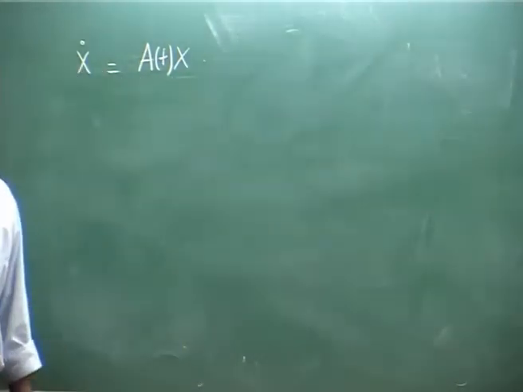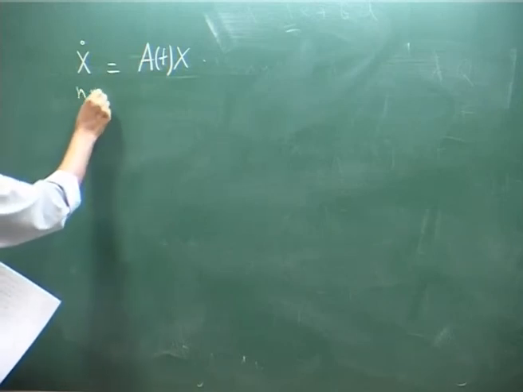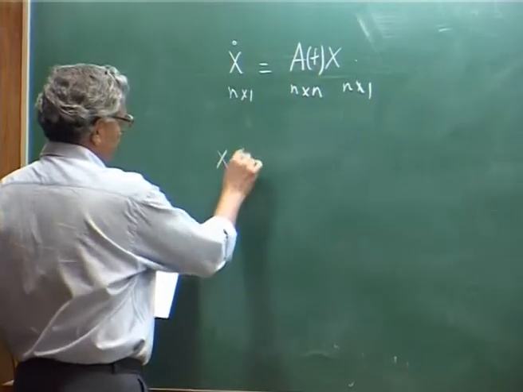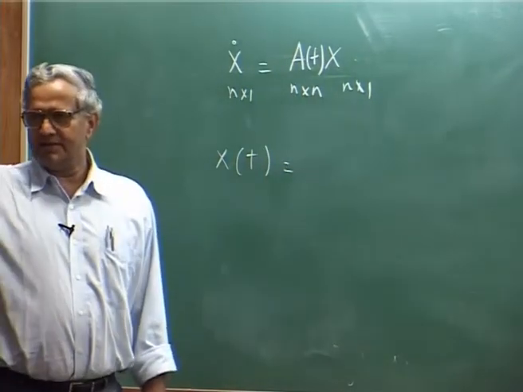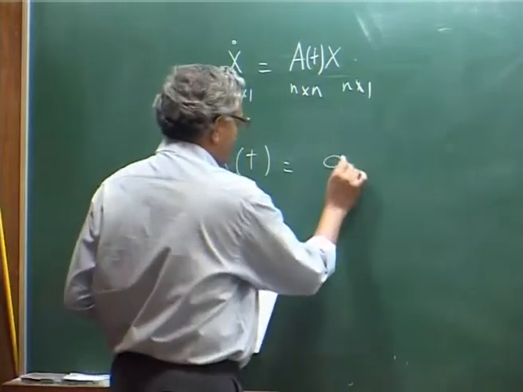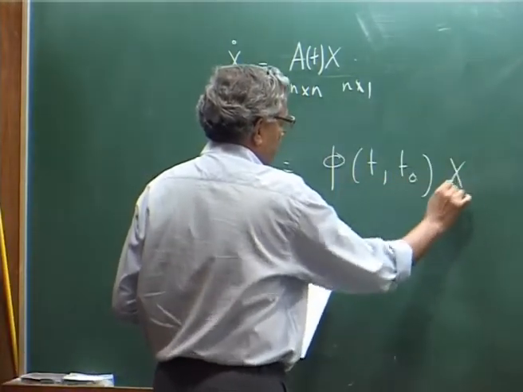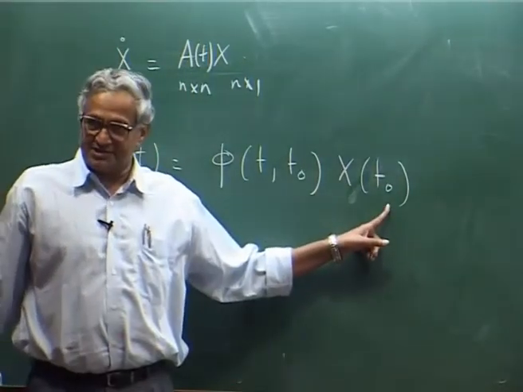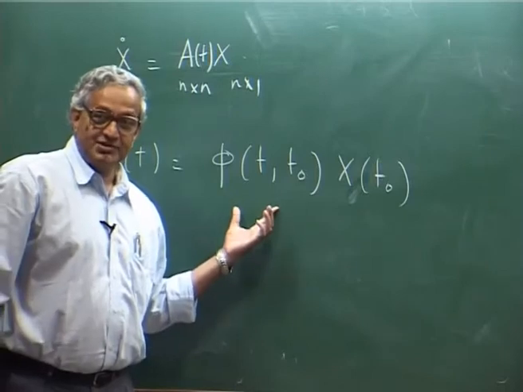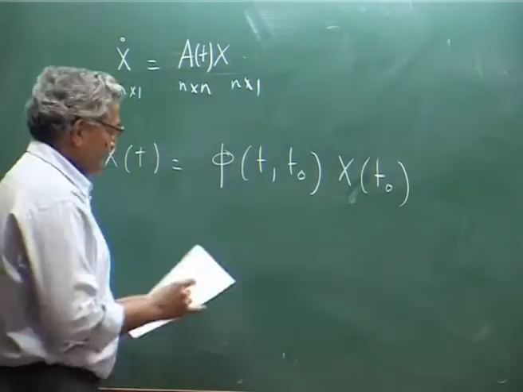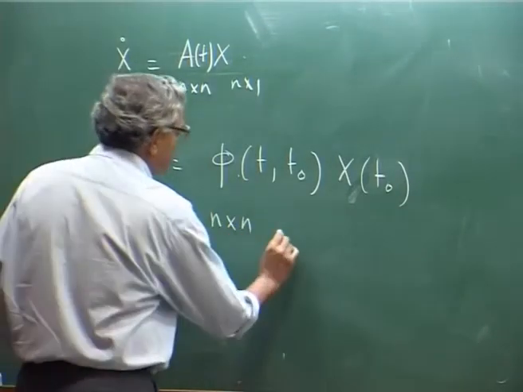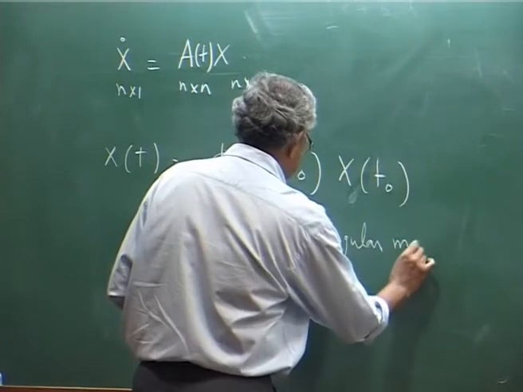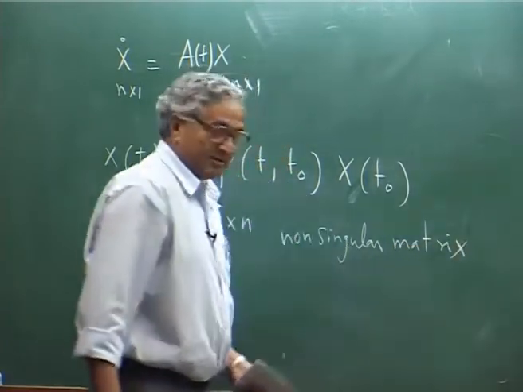Now, we can only write the solution. This is a matrix, maybe n by 1, n cross n and n cross 1. I am writing the solution because we said the initial state is getting changed, that is all. So, t naught is the initial condition, and phi of t comma t naught is the state transition matrix. Okay. This is an n by n non-singular matrix, but what does it satisfy?